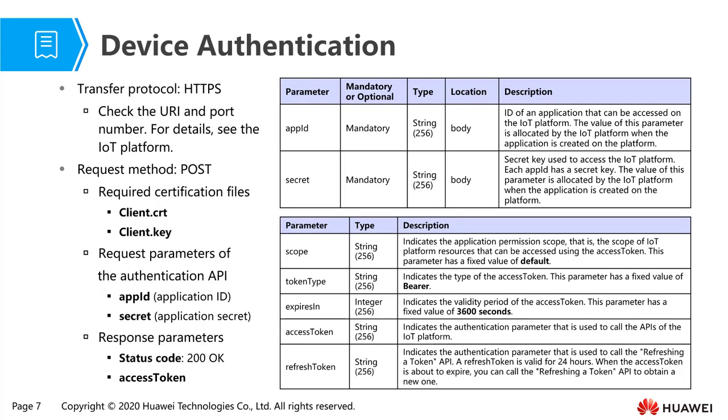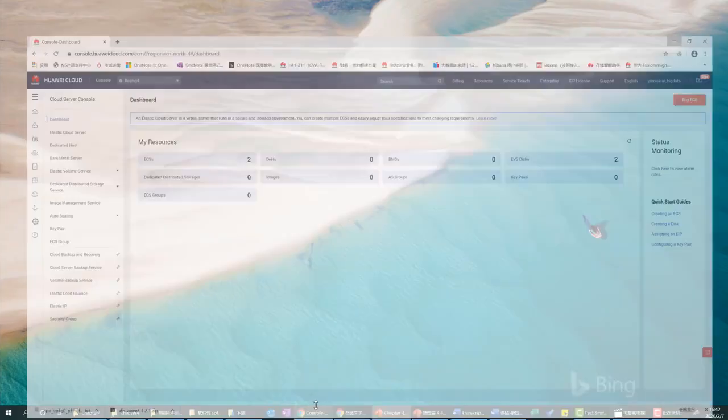Next, let's look at the implementation of device authentication. The authentication request is transmitted over HTTPS. Therefore, we need to confirm the URI address, including the port number and protocol. Now, let me show you where to find the URI. To obtain the URI, switch to HUAWEI Cloud Chinese mainland website first.